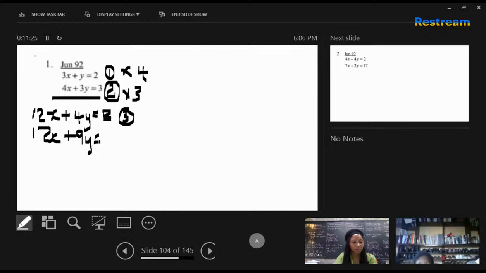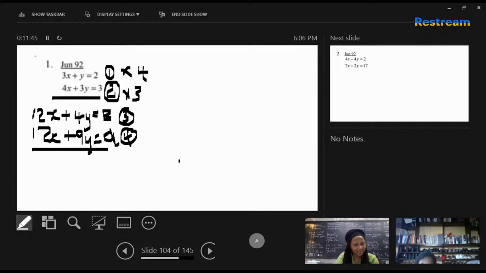And that would be equation 4. Okay, so now the x is cancelled. So the 12x cancel. How do they cancel? What are we doing for them to cancel? Miss, the 12. So divide the 12 by 12.